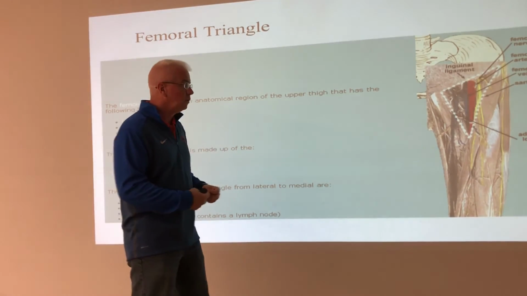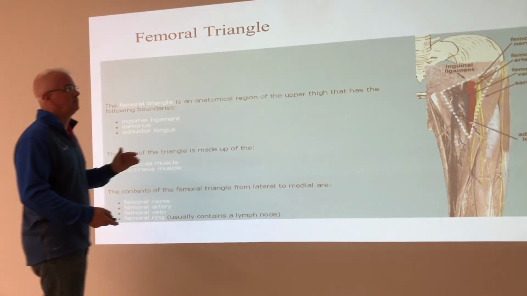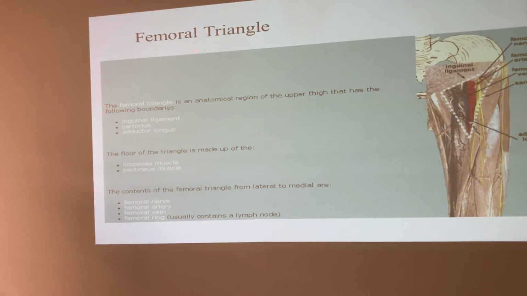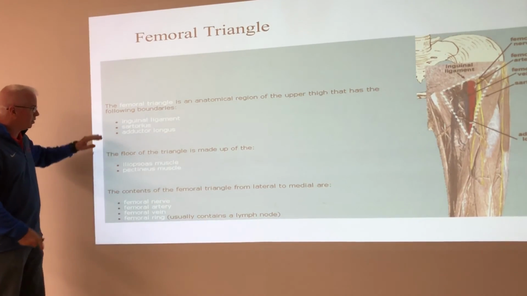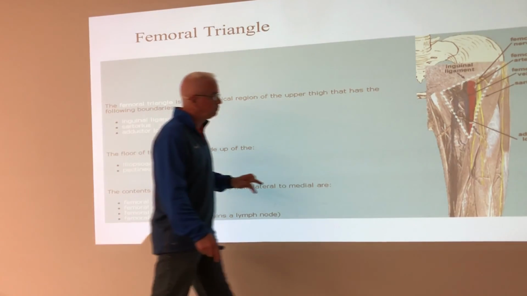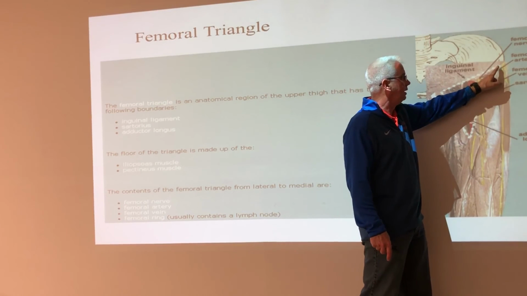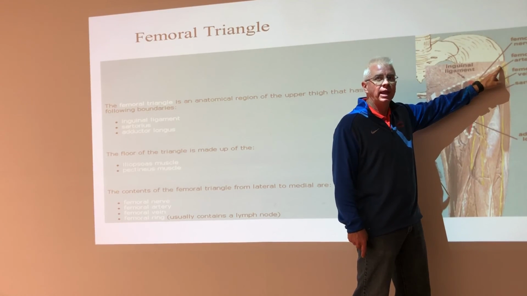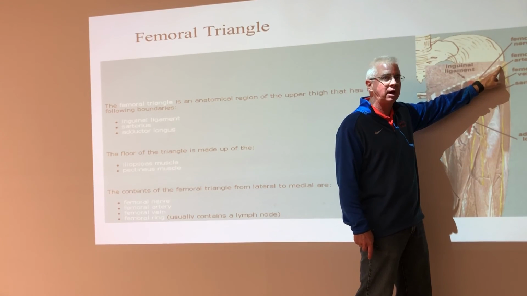All right? So this is the all-famous, the all-important anatomical location called the femoral triangle. The triangle itself is bordered on the upper portion by a ligament called the inguinal ligament. Now let me attach it for you. This inguinal ligament is attached over here at the anterior superior iliac spine.